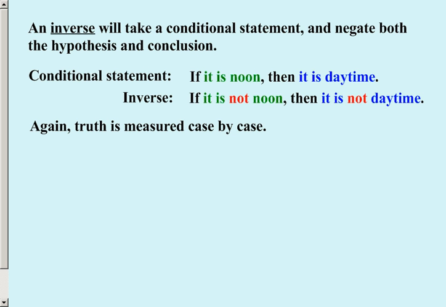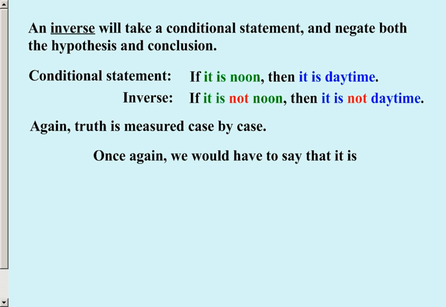Again, even though we started off with a completely true conjecture, the inverse can be always true, sometimes true, or never true, and you have to measure that on a case-by-case basis. So let's have a look at this inverse and decide, is this always true, sometimes true, or never true? If it is not noon, chances are when we're talking about this in class, we're going to be sitting there saying it is currently not noon, unless it happens to be that perfect time where it is exactly 12 o'clock.